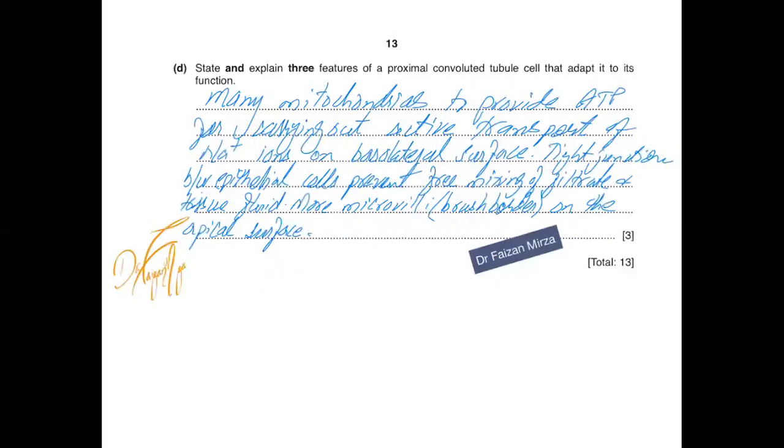Then they ask you to explain 3 features of the proximal tubule that help it in function. So it has many mitochondria that provide ATP for carrying out the active transport of sodium ions on the basolateral surface. Tight junctions will prevent the mixing of the filtrate. And microvilli brush border on the apical surface. So that will give you good marks.